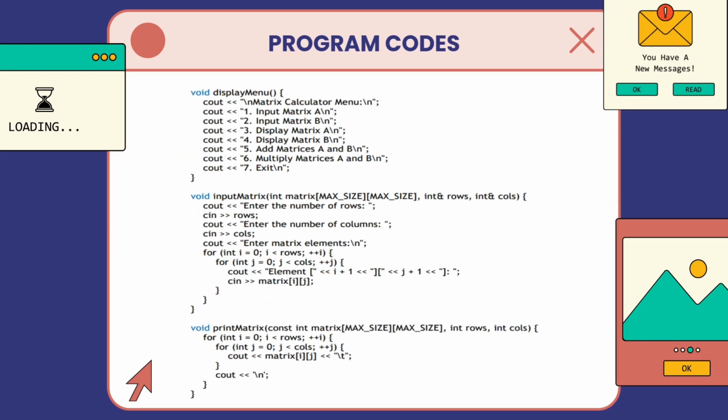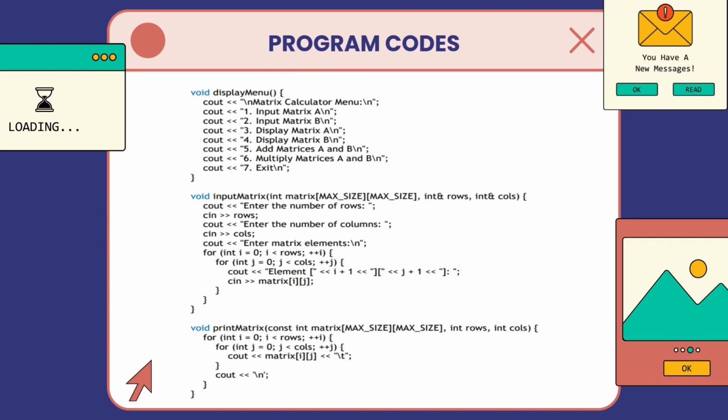As we can see here, there are 7 types of cout output, including the declaration of the matrix calculator menu. This is actually the void display menu function, which is responsible for displaying a menu for a matrix calculator program, and the cout statements print options for the users as a result. Each option has a specific functionality in the program.